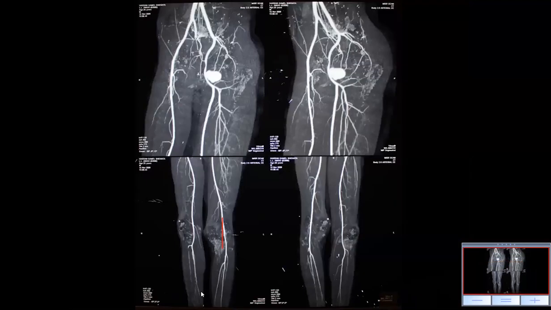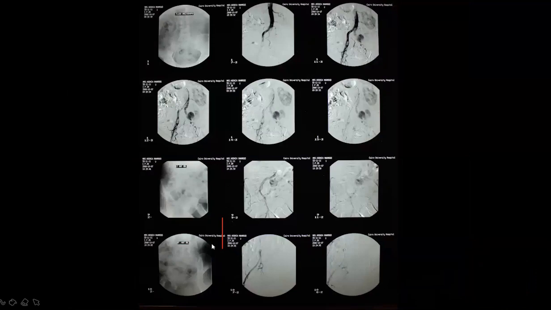Doctor, on the knee, is it calcification or what? It's patches, I'm not so sure. It's just an artifact. Okay.